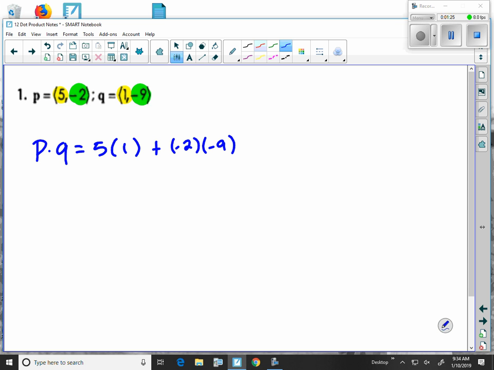Okay. You can either put this in your calculator or you can do it by hand. I'm guessing you'll probably use your calculator, which is totally fine. So it would be 5 plus 18. So P dot Q should be 23. So you're more than welcome to skip that middle step and just put it in your calculator if you want. It's pretty easy.